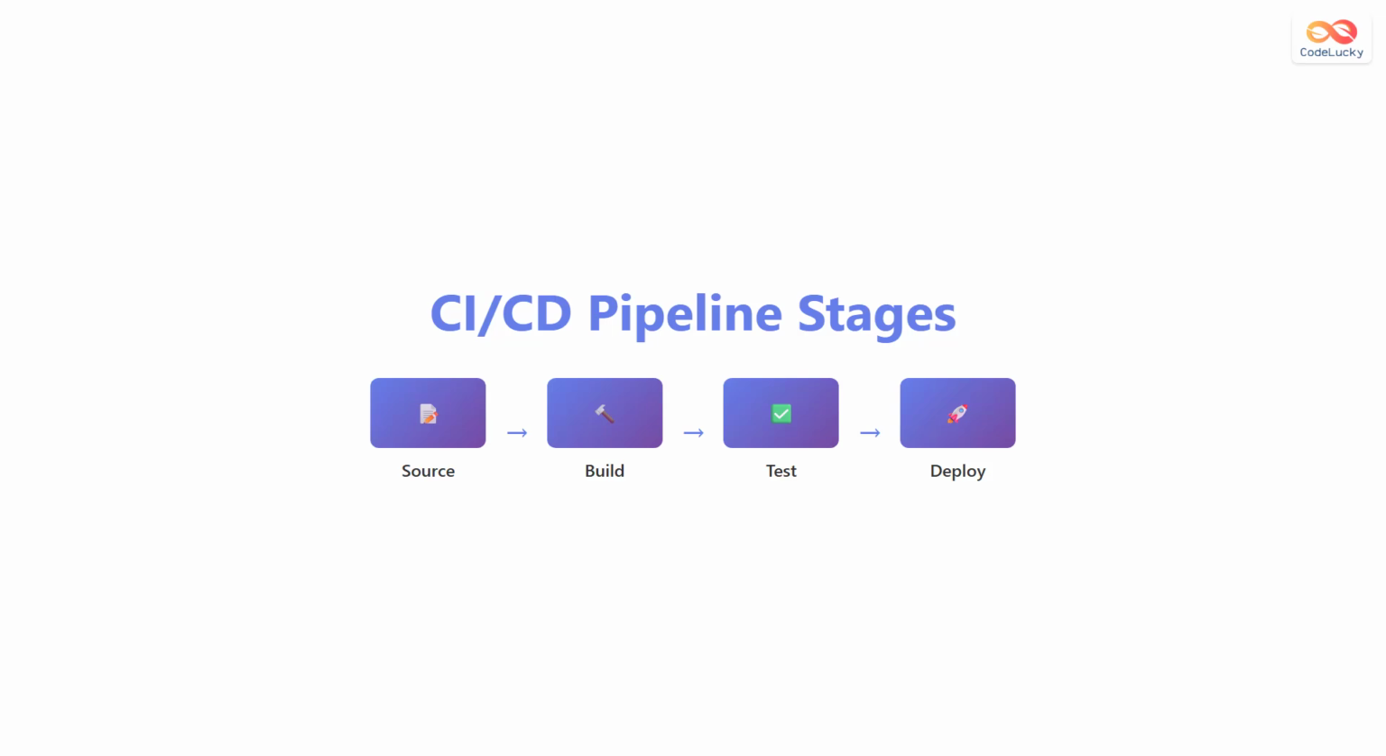A CI/CD pipeline consists of four main stages. First is the source stage, where developers write and commit code to a repository. Second is the build stage, where the code is compiled and prepared for testing. Third is the test stage, where automated tests verify that the code works correctly. Finally, the deploy stage automatically releases the code to production. These stages work together to create a continuous flow from code to users.